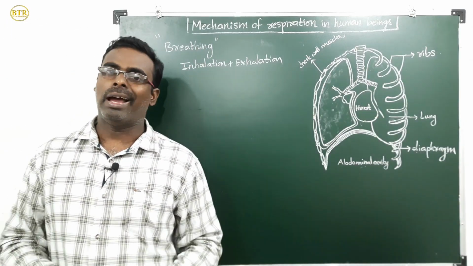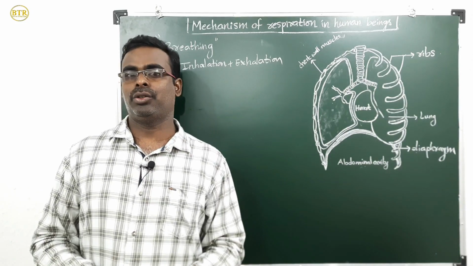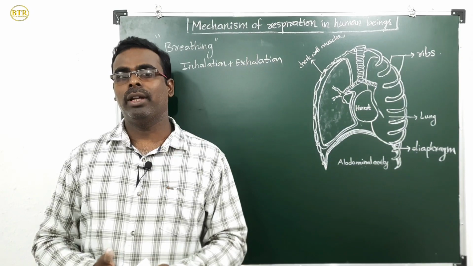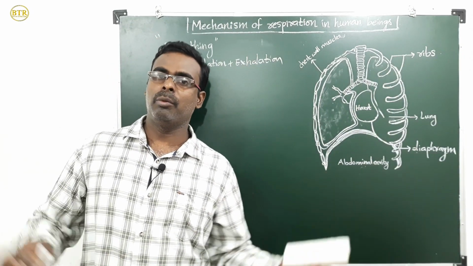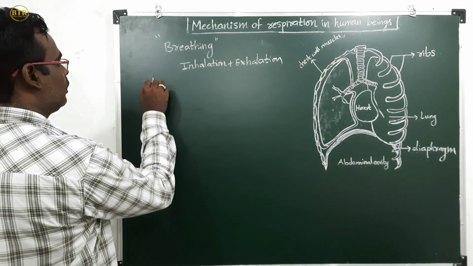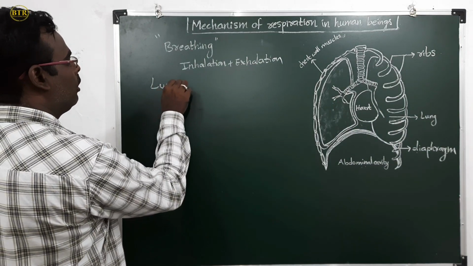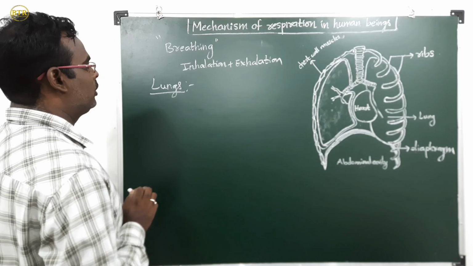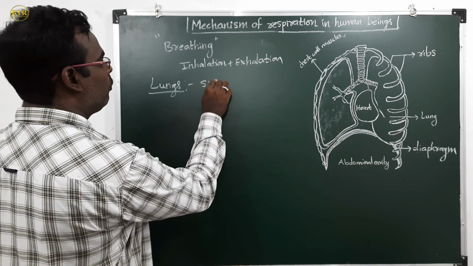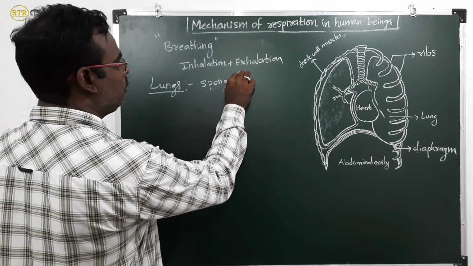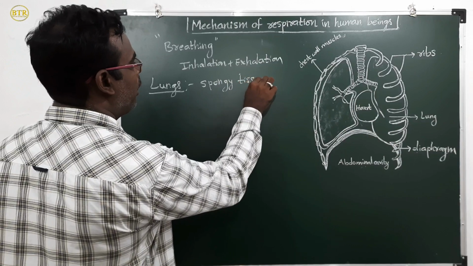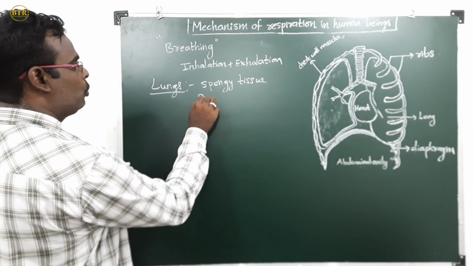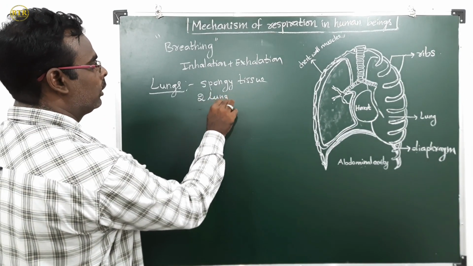What are the important organs of the respiratory system? In our respiration, some organs play the main role in the respiration process. What are the important organs? Lungs. Lungs are very important organs in our respiratory system. Lungs are made up of spongy tissue. How many lungs do we have? We have two lungs.